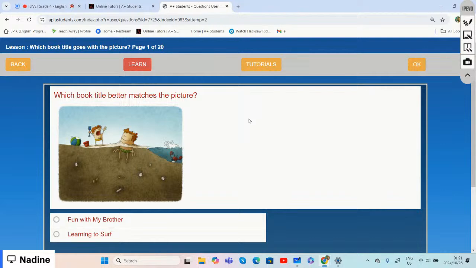All right. If we look at this book title, right, we need to match the book title with the picture. We look at the picture, we need to match the title with the picture. It says Fun with My Brother or Learning to Surf. Which one is correct? Fun with My Brother or Learning to Surf? Which one is correct?